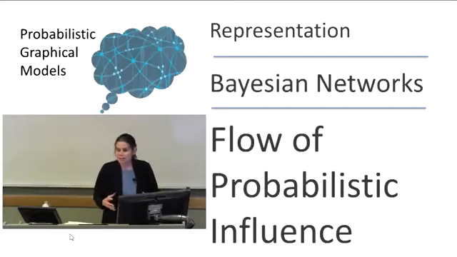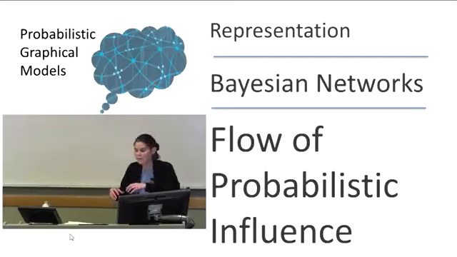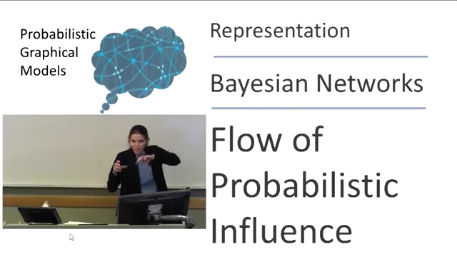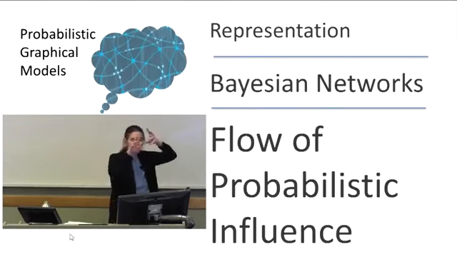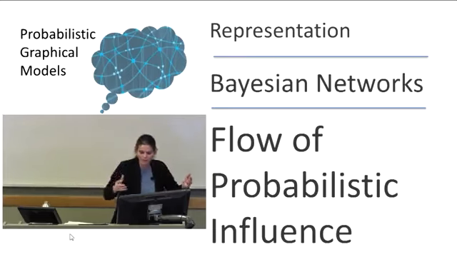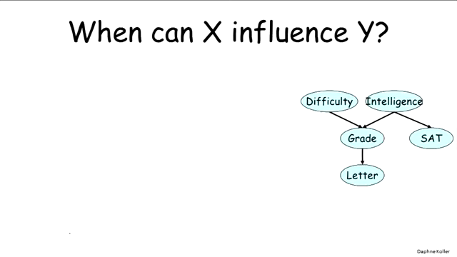We've seen reasoning patterns where, intuitively, at least that's how we argued, probabilistic influence starts in one node and flows through the graph to another node. That might seem like a bunch of hand waving, but it turns out that this is exactly what goes on in a Bayesian network. So what we're going to do now is make this argument much more rigorous by trying to understand exactly when one variable X can influence another variable Y.